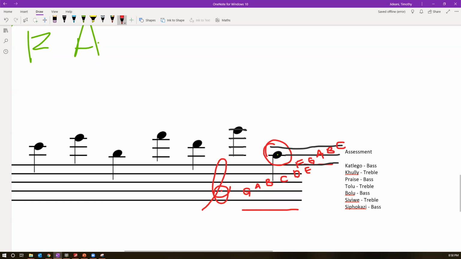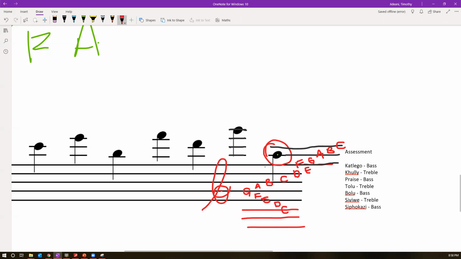So this is G. We have more lines there and more lines there. That's our ledger line. So if we have G, we're going to have A, B, C, D, E, F. That's going to be F, that's going to be E, that's going to be D, and that's going to be C. But in this case, this is going to be A. So we can do the same for each and every one of these notes here.